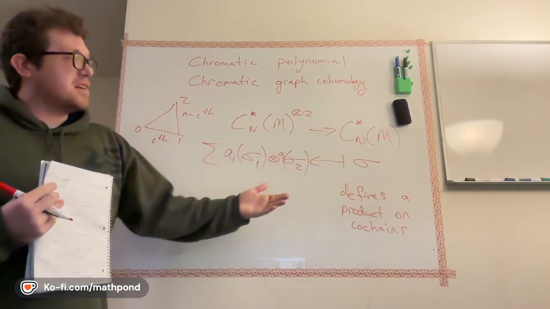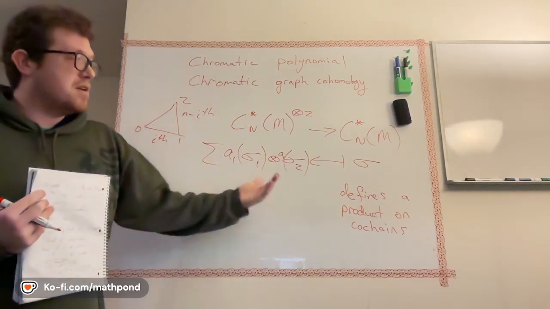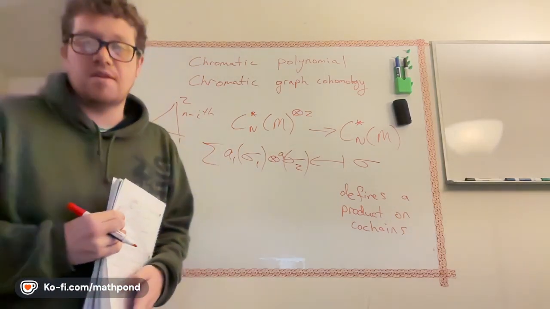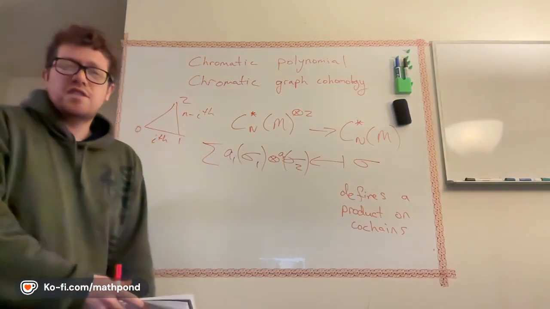So you have the product, there's this notion that it's not commutative. So I'll go over this in a second. Let me slow down a little bit. Are there any questions about this?